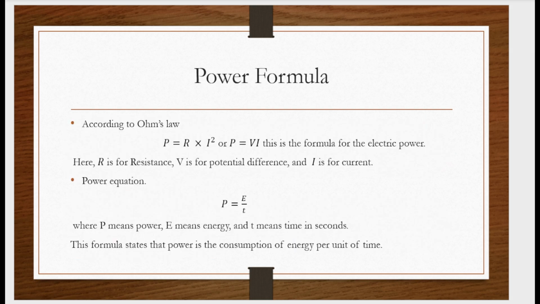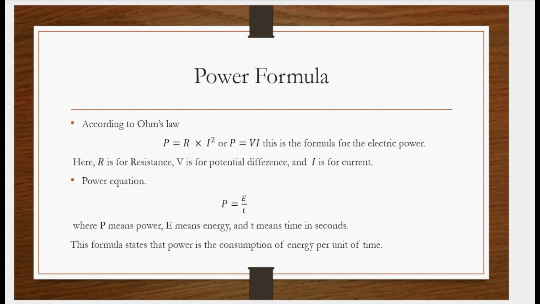Now we are interested in learning the formulas for how to calculate power. There are some derivations of the power formula. First, as we know, electrical power is based on Ohm's law. Ohm's law states that voltage is equal to current times resistance, or current is equal to voltage divided by resistance.